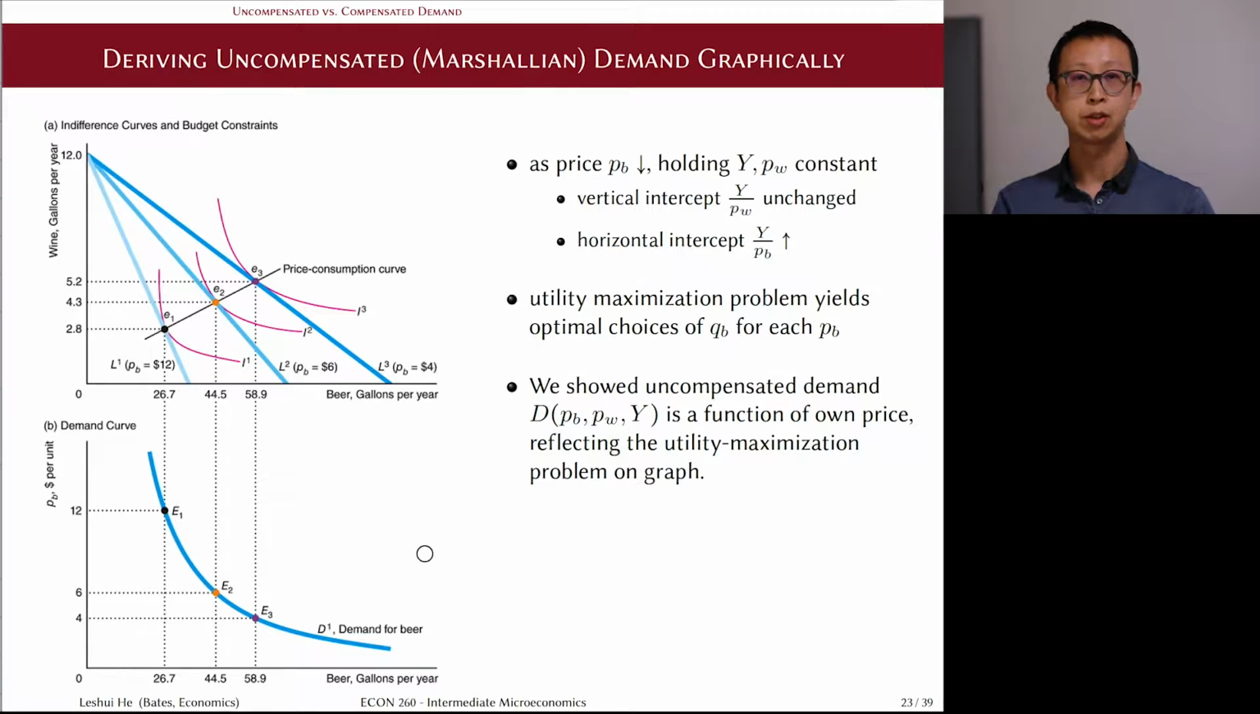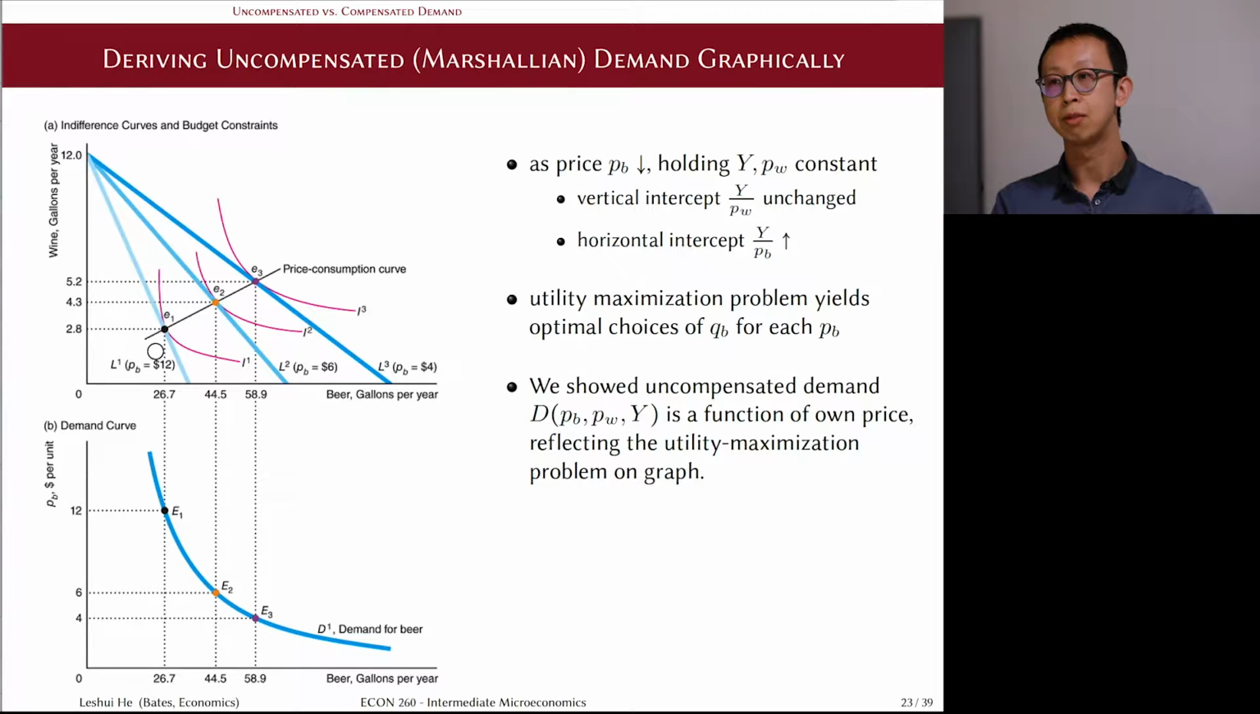As for the derivation of Marshallian demand graphically, we saw in the previous video that the decrease in the price of a horizontal good will rotate the budget constraint outward around the vertical intercept. As the constraint rotates out, the tangent point moves outward as well. And each step of the way, the effect is a combination of the substitution effect and the income effect.